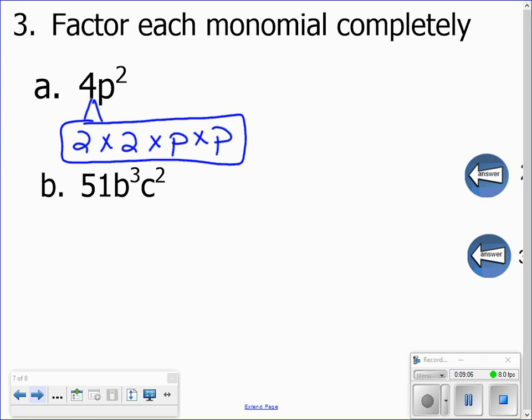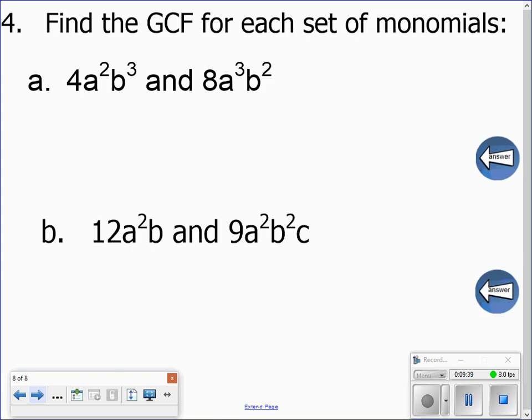When we look at 51b cubed c squared, we're doing the same thing. We're going to break up 51 into its prime factors, which would be 3 and 17. And then b cubed is b times b times b, and c squared is just times c times c. Again, when we're factoring a monomial, which is one term, you're writing it in expanded form. So that means prime factor the coefficient, and write the exponents, the variables, in expanded form.